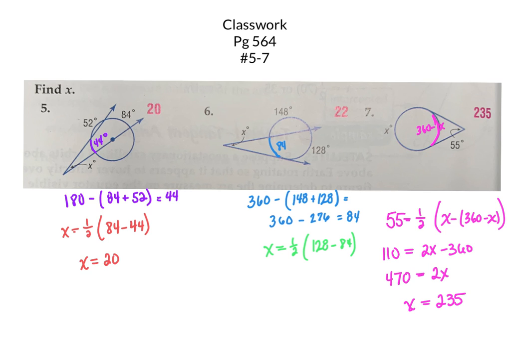So this is x. This is what's left over in the circle. So that's 360 minus x. Yes? So 55 should equal half of the big one, x, minus the little one. So 55 equals half of x minus 360 minus x. You have to distribute that negative. So negative 360, positive x. So x plus x is 2x. Or minus a negative, however you look at it. Minus 360. Add your 360 over, that's 470 divided by 2. That's 235.